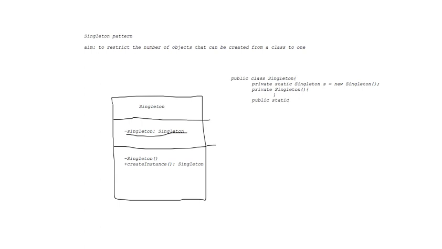And the other method we have is public static singleton createInstance. I forgot to mention here, this createInstance method should be a static method, so without creating objects from the class we should be able to call or invoke this method. That's why we make it static.